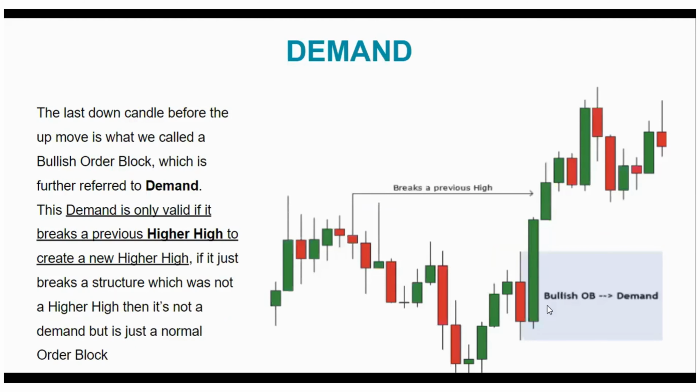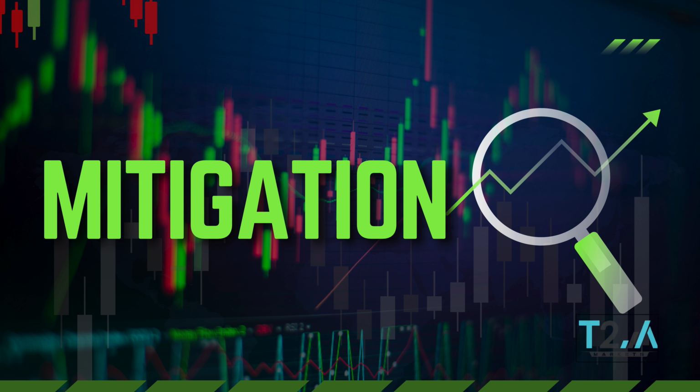Once the order block is created, price comes back to the order block. We know when you have an imbalance, price also comes back. So what is the reason the price is coming back to the order block, why do we always take the opposite candle before the move, and why is that called the order block? That's what we'll be looking into in this mitigation.